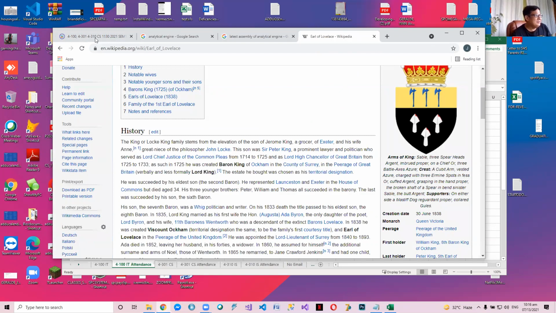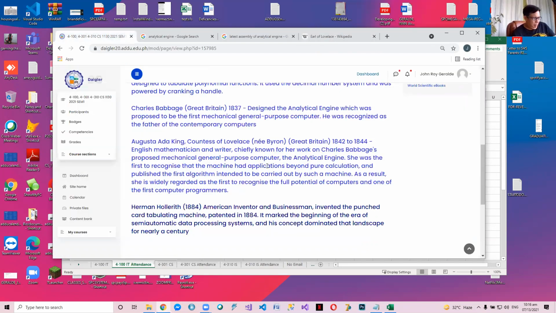Somewhere in England, no? Do you follow? She was a follower of Charles Babbage. She was also an English mathematician and a binary scientist, chiefly known for her work on Charles Babbage's proposed mechanical general-purpose computer.